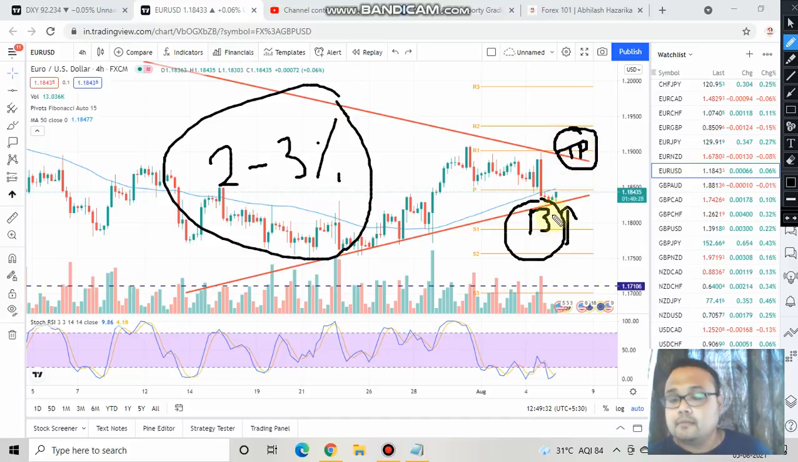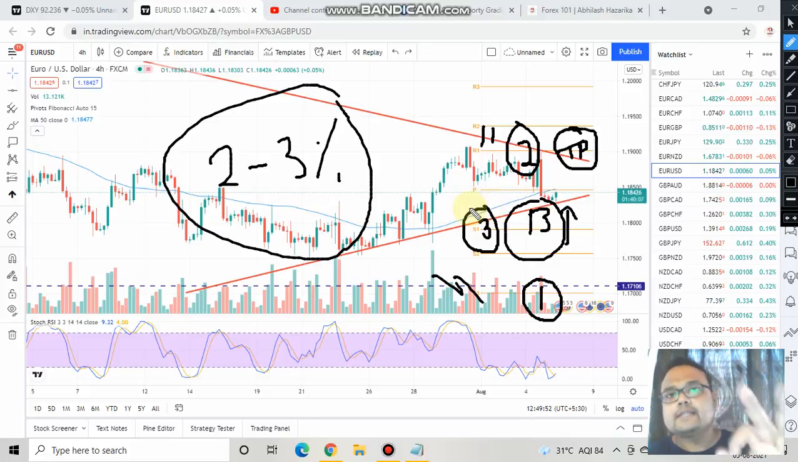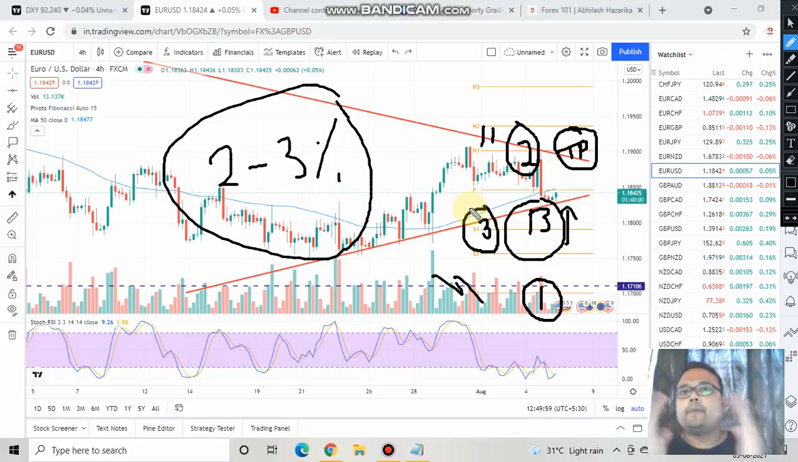Just keep in mind that I'll still say that the most important and the strongest levels in the chart of Euro USD are this level and this level. So this is the strongest one, this is the second strongest, and this is the third strongest. Therefore, right now the market is in the least strong one. So be a wise trader, trade wisely, trade with proper judgment, and trade with proper analysis. If you want to avoid trading right now, then you can avoid taking a position on Euro USD.